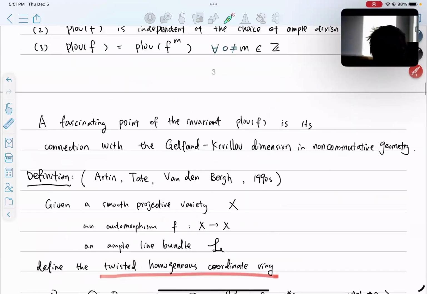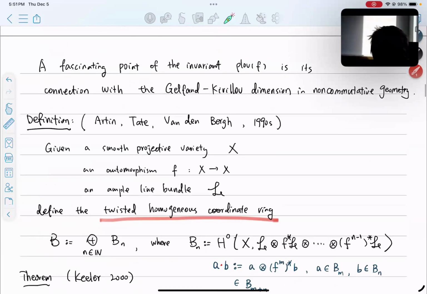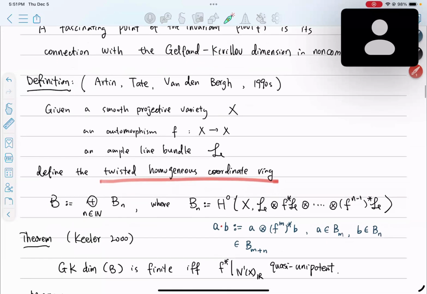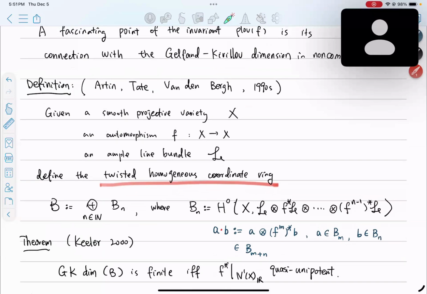Okay. So I just said another interesting point is that this invariant is actually a purely algebraic invariant, defined in algebraic dynamics. It is also related to the so-called GK dimension. This was introduced by Artin, Tate and Van den Bergh in the 1990s.